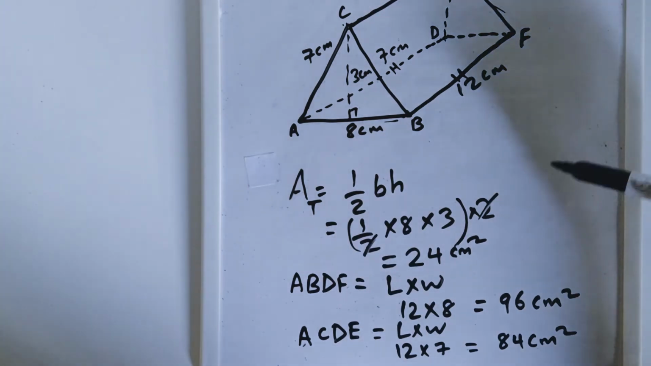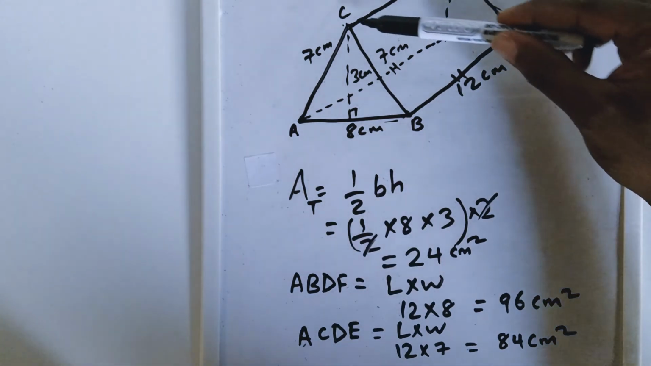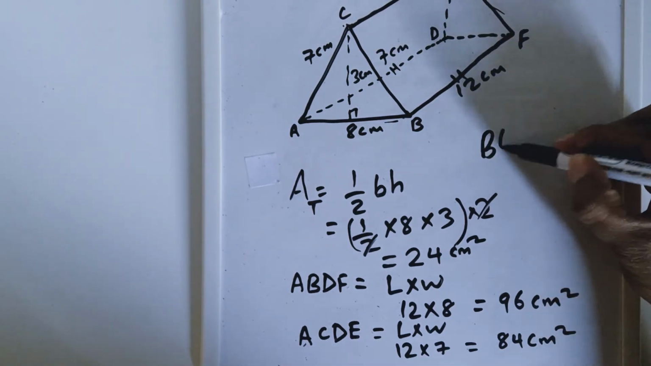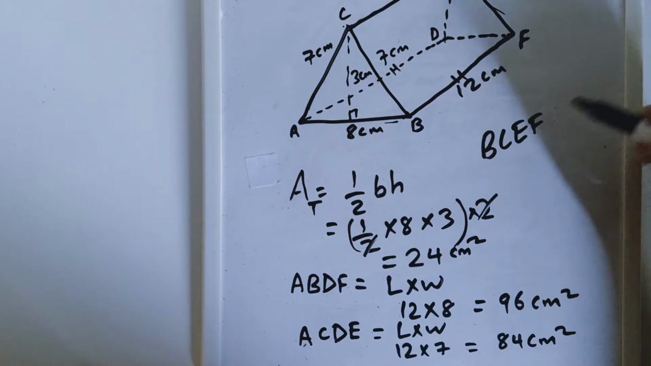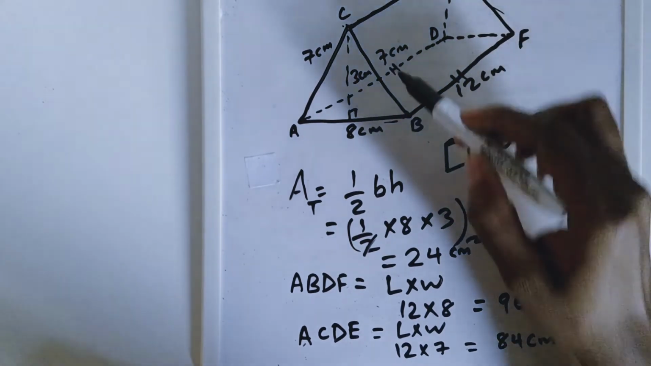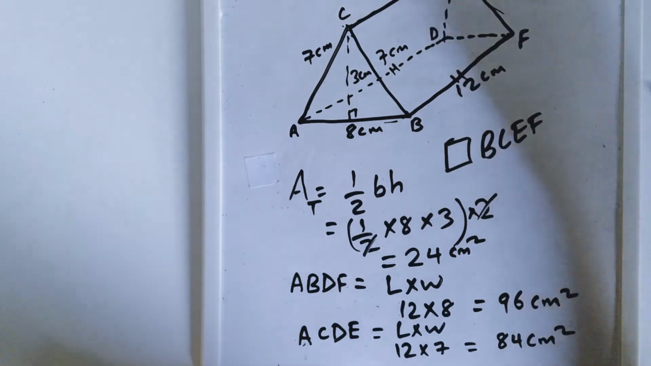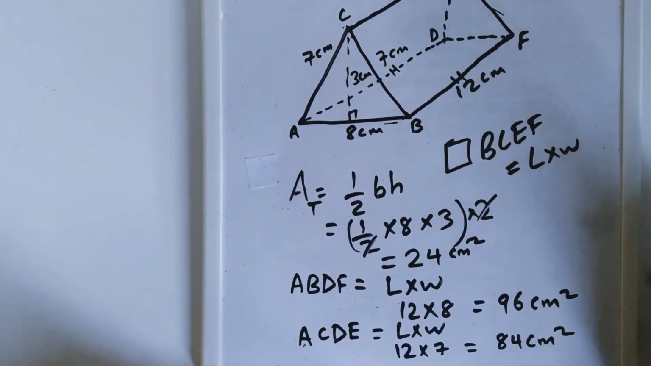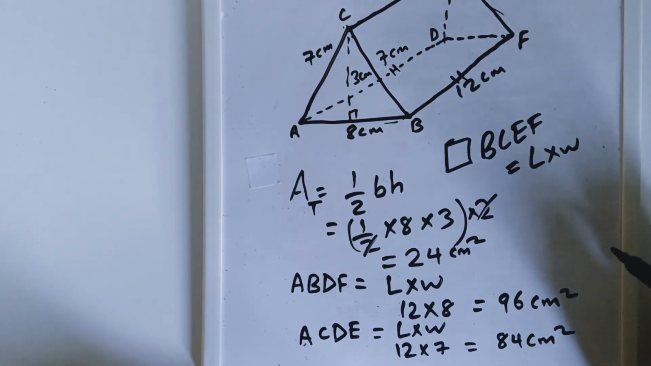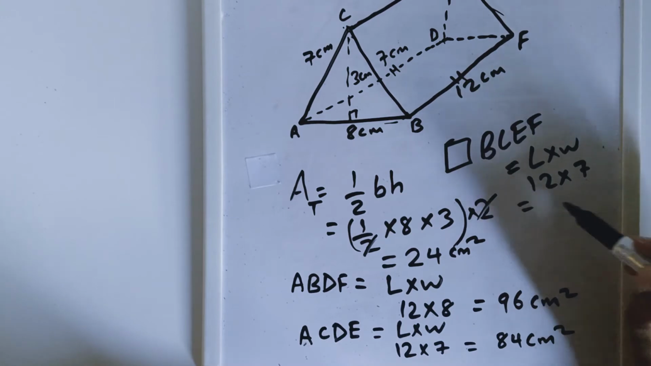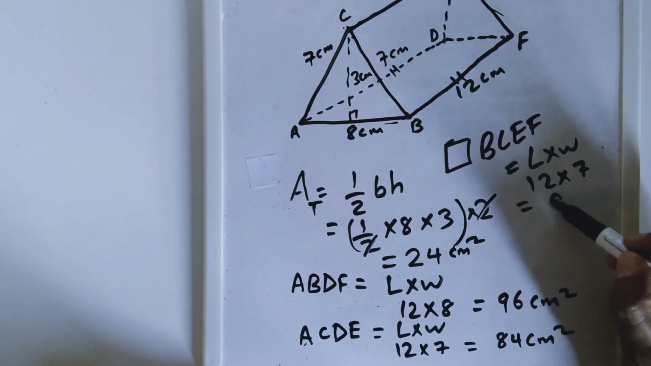So we are also left with one more rectangle. That is this rectangle here, rectangle B, C, E, F. The area of a rectangle is always L times W. So what is the length of that? That is 12 also, multiplied by 7, which gives me 84 centimeters squared.